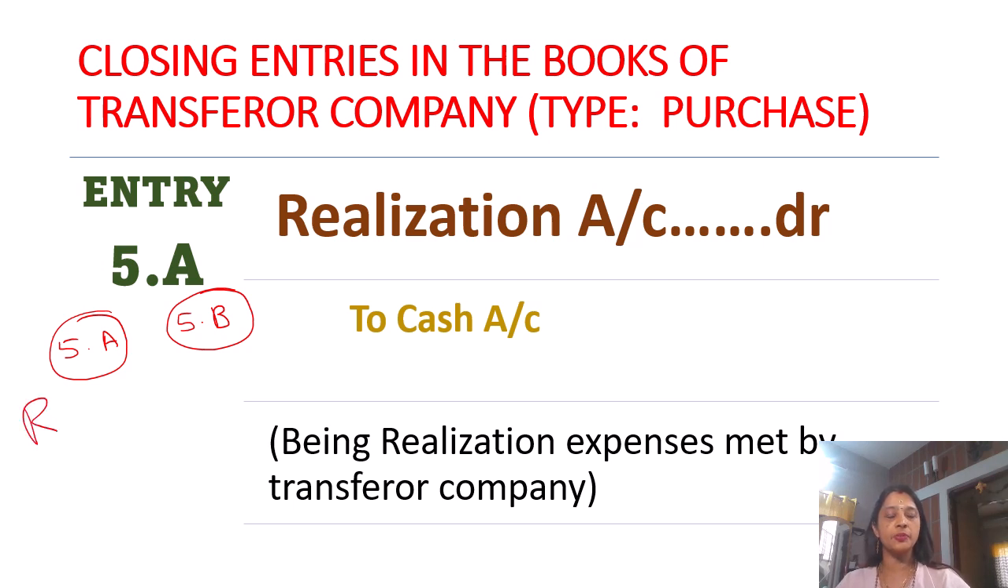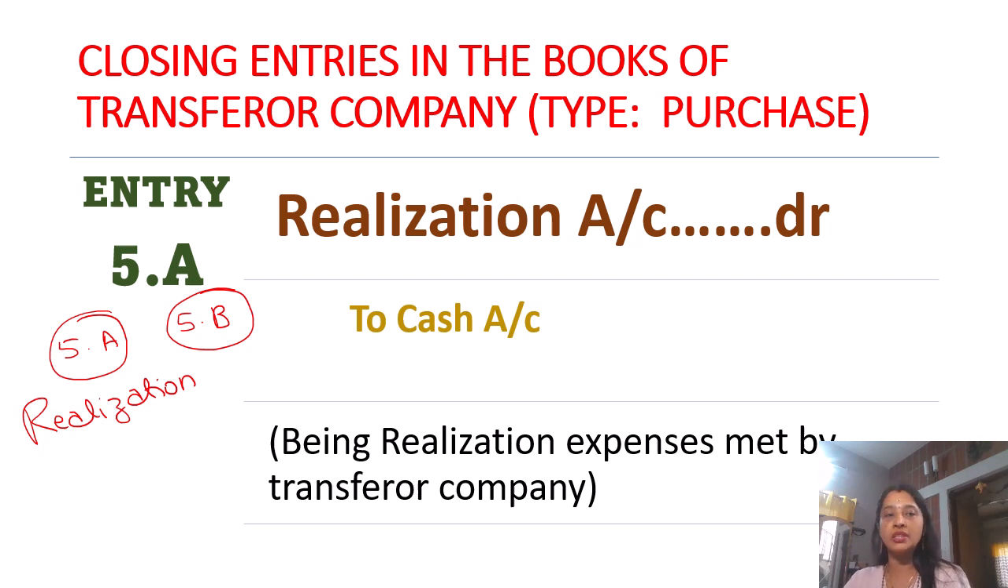What are realization expenses? Realization expenses are those expenses which are met by the transferor company when they are realizing their assets and liabilities. They will incur some expenses on realization. Such expenses are called realization expenses. When the transferor company meets the realization expense, cash is going out. So credit what goes out. In the cash or bank account it will come on the credit side, and in the realization account it will come on the debit side. So if the realization expenses are met by the transferor company, then the entry will be realization account debit to cash account, because cash is going out.